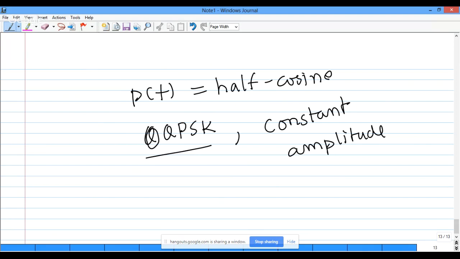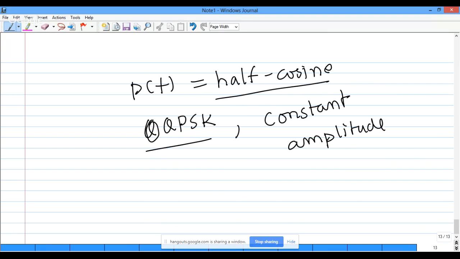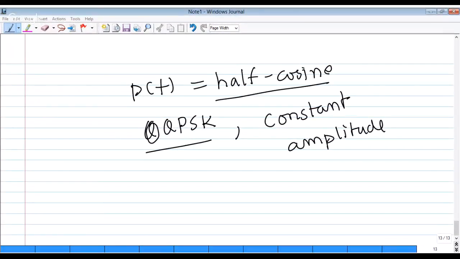So to have constant amplitude in offset QPSK, we need to work with a special kind of pulse shape. The pulse shape has to be half cosine or half sine, and then in offset QPSK you can have constant amplitude. If you don't use half cosine pulses in offset QPSK, you can also have phase transitions of 90 degrees. And once you use the half cosine pulses, then offset QPSK is nothing but minimum shift keying. So this is what we have said in the lecture. Again, I repeat, the phase transitions of 90 degrees are possible for any pulse shape other than the half cosine pulse.